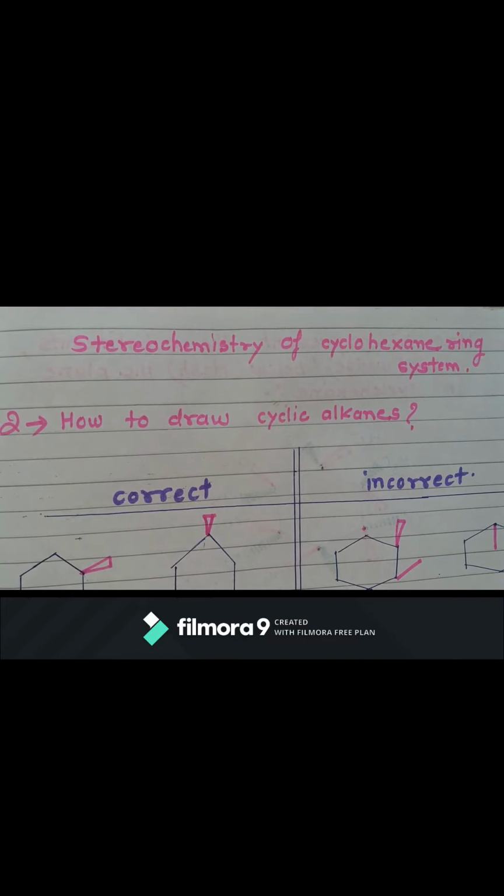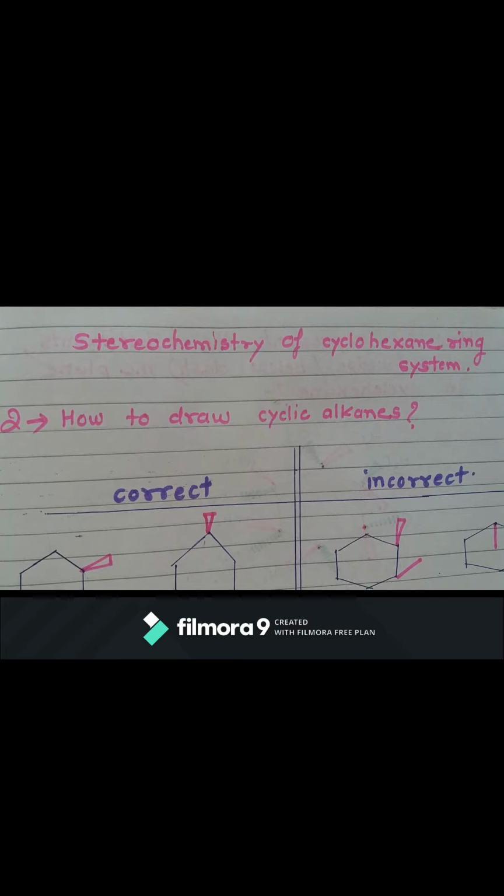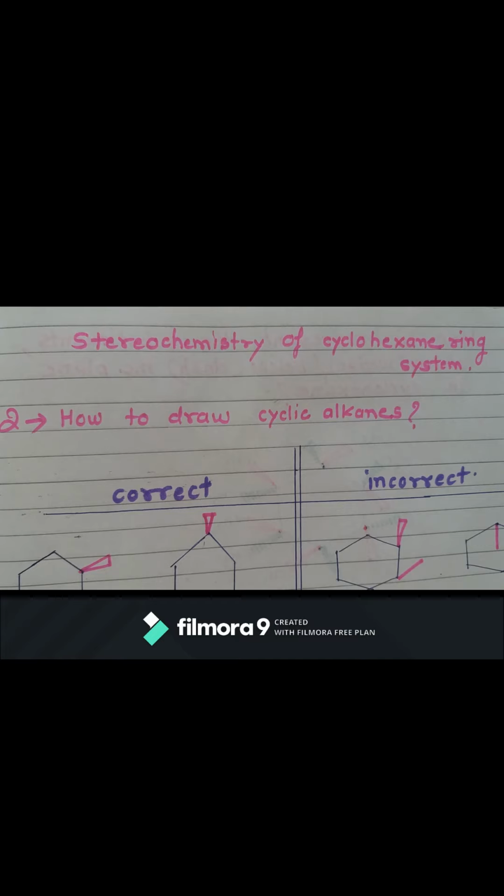Okay, so today we will start our stereochemistry topic named stereochemistry of cyclohexane ring system. The cyclohexane ring system comes under the title of alicyclic ring systems. Alicyclic is nothing but the system which are not aromatic, which are saturated compounds, as well as cyclic compounds, so those are the alicyclic compounds. So cyclohexane comes under the heading of alicyclic ring system.